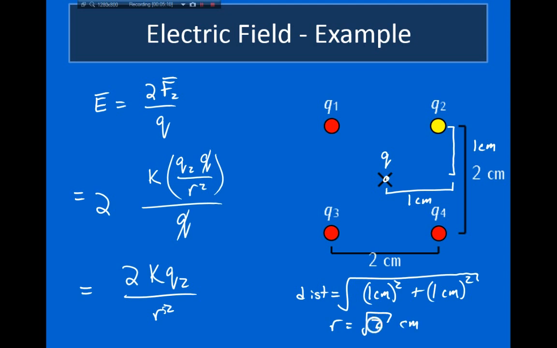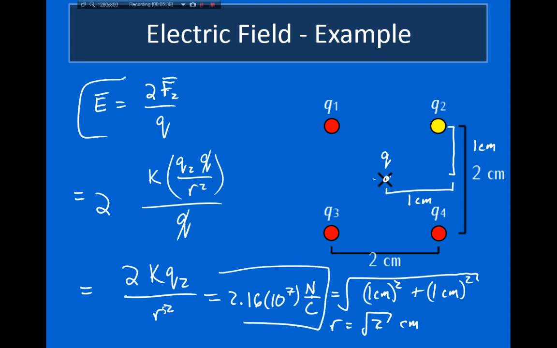And if I plug that into this formula here, and I plug in the charge 2.4 microcoulombs, I'll see that the electric field at the center of this distribution is going to be equal to 2.16 times 10 raised to the 7th. And the units of the electric field, if we think about this, this is describing the force per charge. So it's going to be newtons per coulomb. And that's the electric field at the center of this charge distribution.